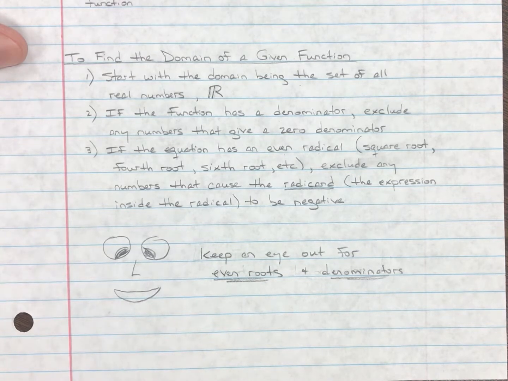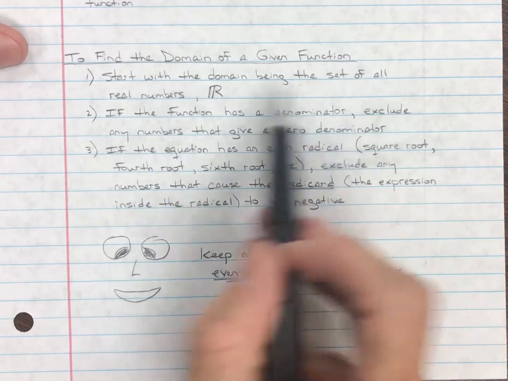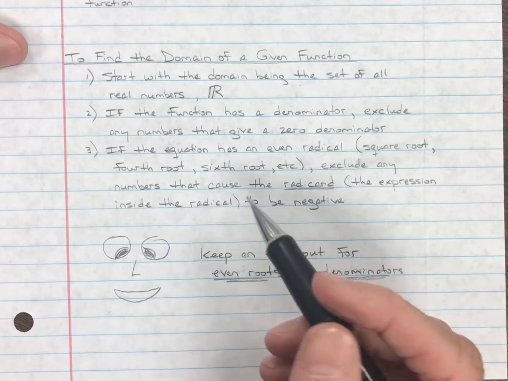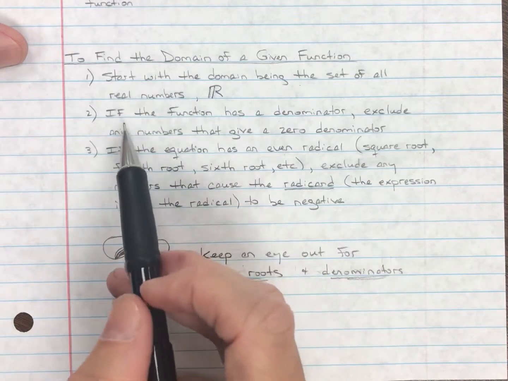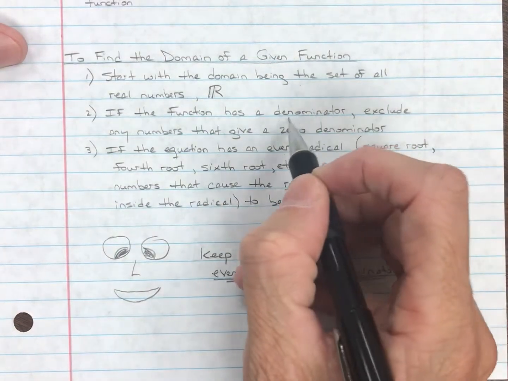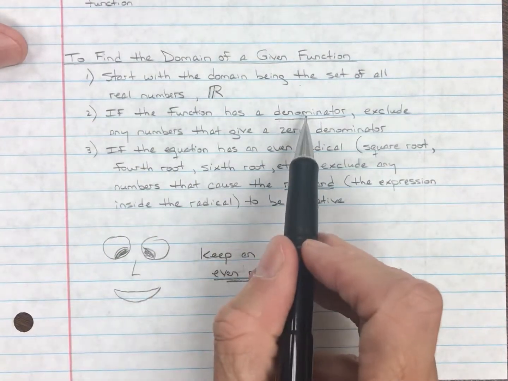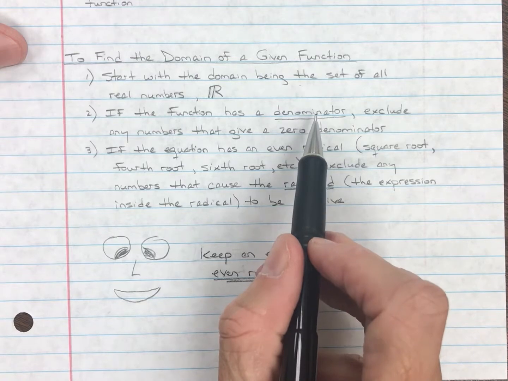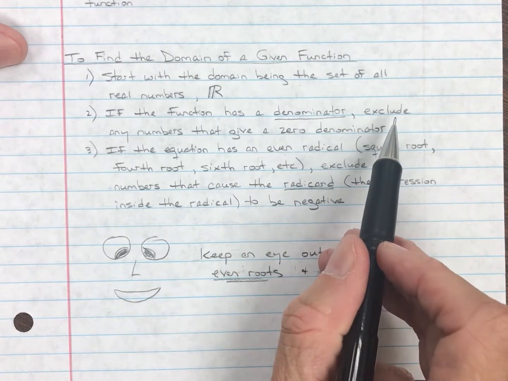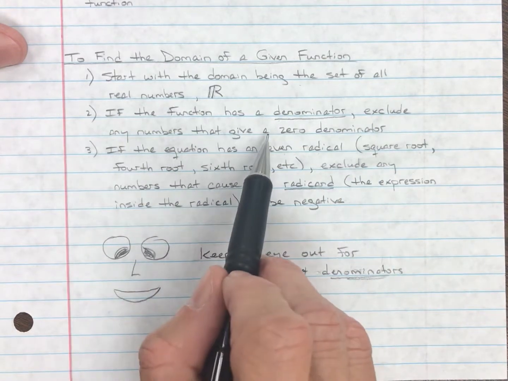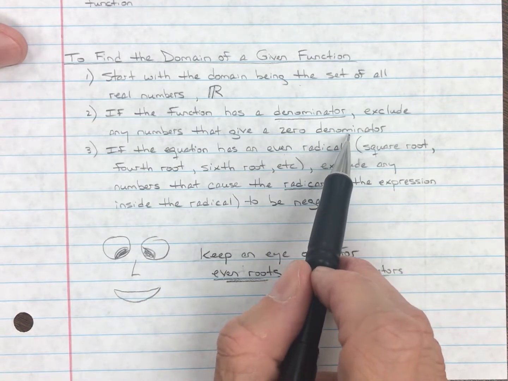So we're going to start there, and we're going to take away, or recognize what we can take away from that set. Since the set of all real numbers is an infinite set, we're going to find out what is not going to be applicable to the domain. The first thing we look for is denominators. Does the function have a denominator? If it does, well, we know we can't divide by 0. So we want to exclude any numbers that will give us a 0 denominator.